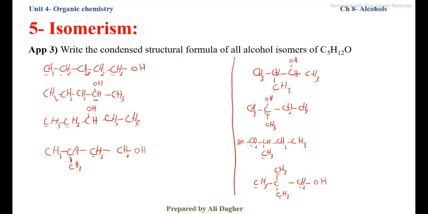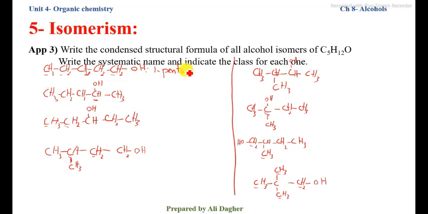Now, the name, we should write the systematic name and the class of each one. The first one, 5-carbon pentanol, and on carbon 1, 1-pentanol. It is a primary alcohol since the functional carbon is connected to one alkyl group. Its class is primary. Second one, also pentanol but on carbon 2, 2-pentanol.